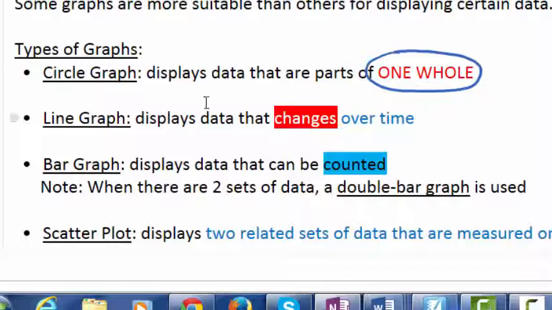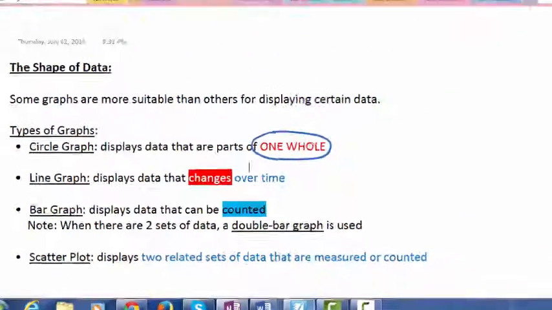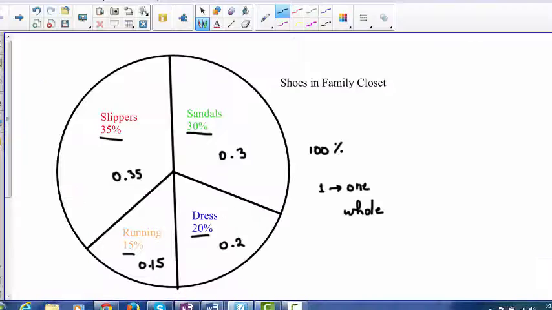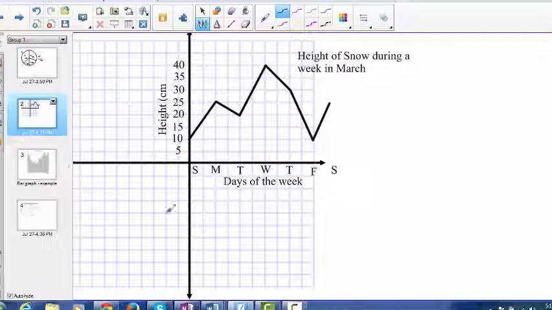So this is the first type of graph. Second type, it's the line graph. It displays data that change over time. So when you go from one day to another or one month to another, there is a change in the data. So let's see an example to show you the difference between the circle and the line graph.